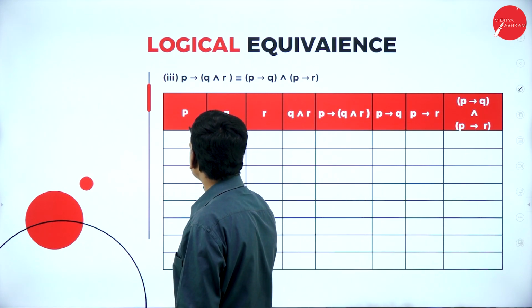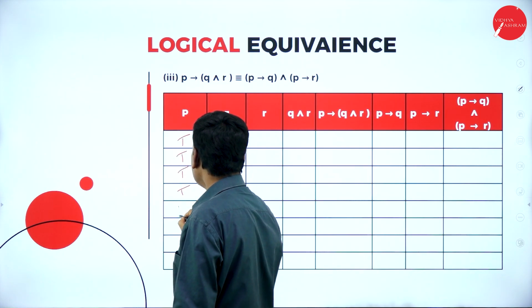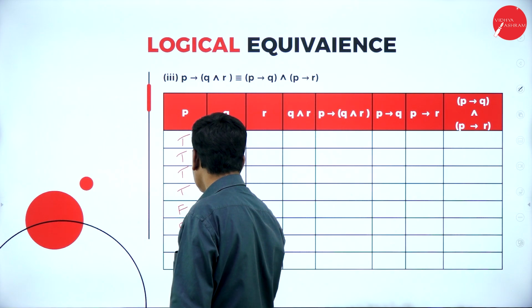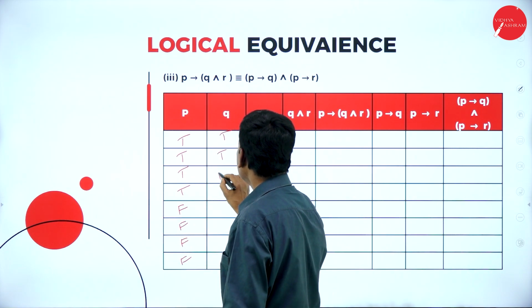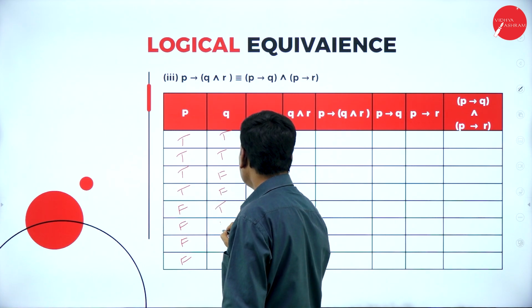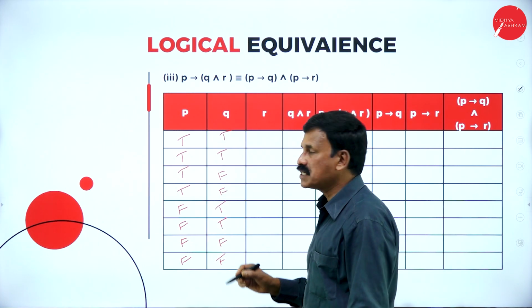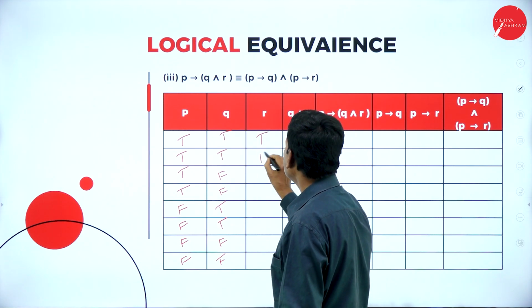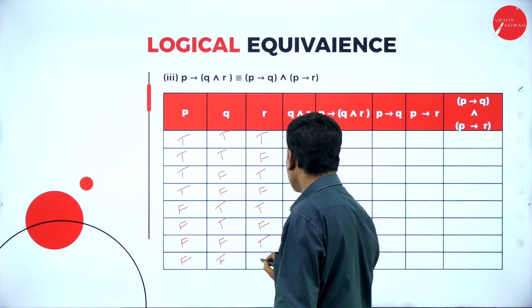So, truth values for P, Q, R: the first 4 are true, true, true, true. Next 4 are false, false, false, false. For Q, 2, 2: T, T, false, false, true, true, false, false. Next, for R, it is alternately true and false: true, false, true, false, true, false, true, false.